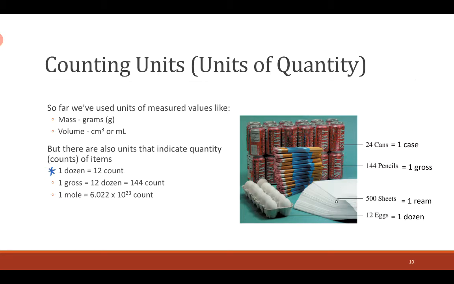If you buy a ream of paper, then that's 500 sheets. And you can buy cases of soda that are either 12 packs or 24 packs, but they're units of counts. If you have a dozen dozen, it's called a gross. And so 144 things is a gross, which is a dozen dozen. And then if we have 6.022 times 10 to the 23rd power of things, then we call that a mole. So it's like a chemist's dozen. A mole is a chemist's dozen.